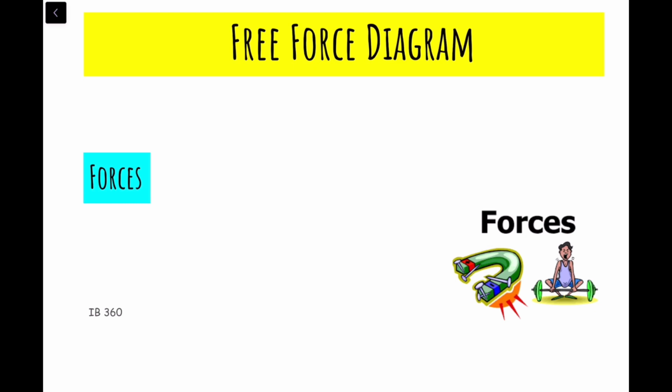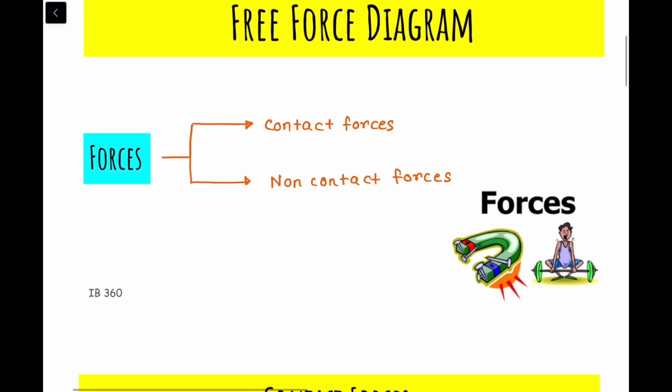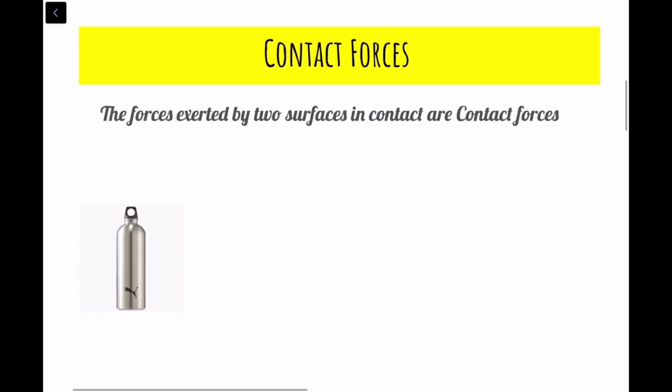Forces can be broadly classified into two categories. First are contact forces, and next are non-contact forces. In order to form free body diagrams, we need to know all the facts about contact forces and non-contact forces. So what are contact forces? They are the forces exerted by two surfaces in contact, as simple as that. When two surfaces are in contact, they will exert what you call contact forces.